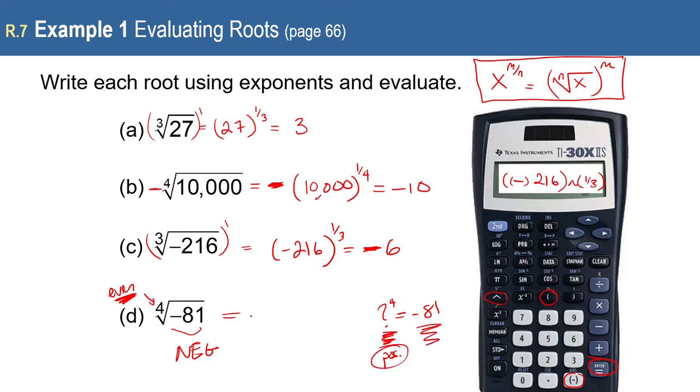So this has no real solution. There's no real number that will work for part D. If you were to try to enter this on your calculator, you'll get something like domain error.